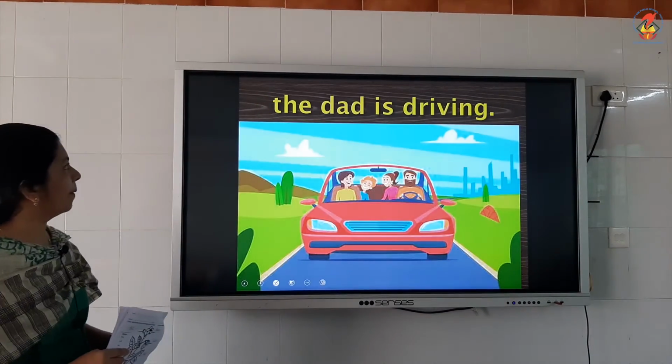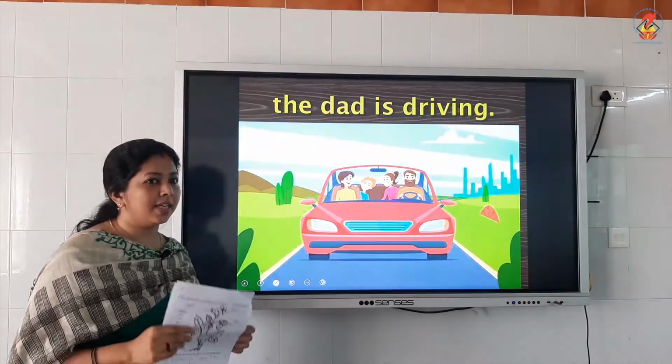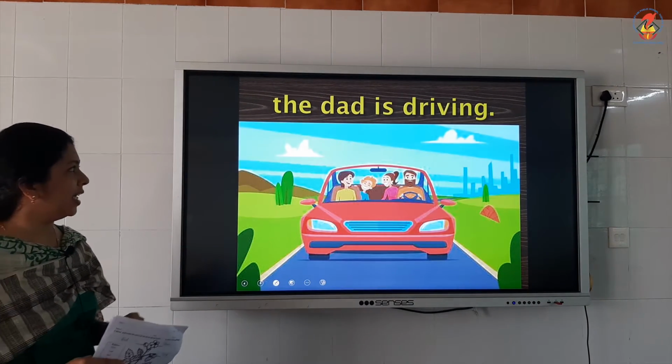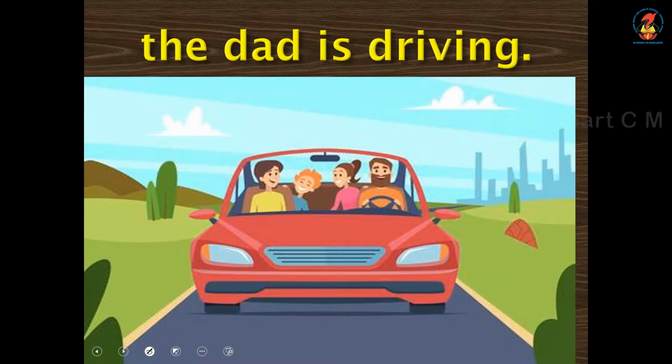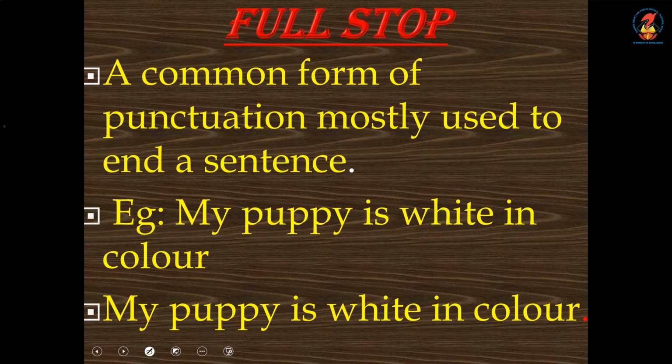Make it capital. The dad is driving. Can you see dad driving? Yes. Here also small t is written. Is the sentence correct or wrong? It is wrong, isn't it? So cut it and make it a capital T. Yes, make it a T. Okay. So the dad is driving. So understood, children? So whenever you begin a sentence, use capital letters. That is the first rule.